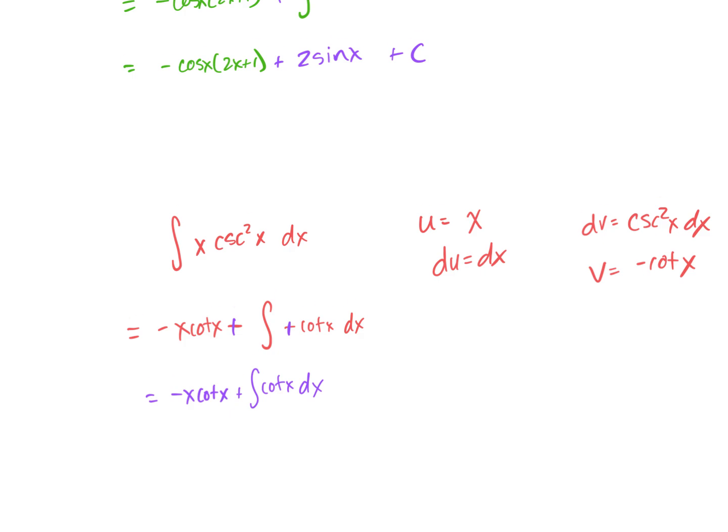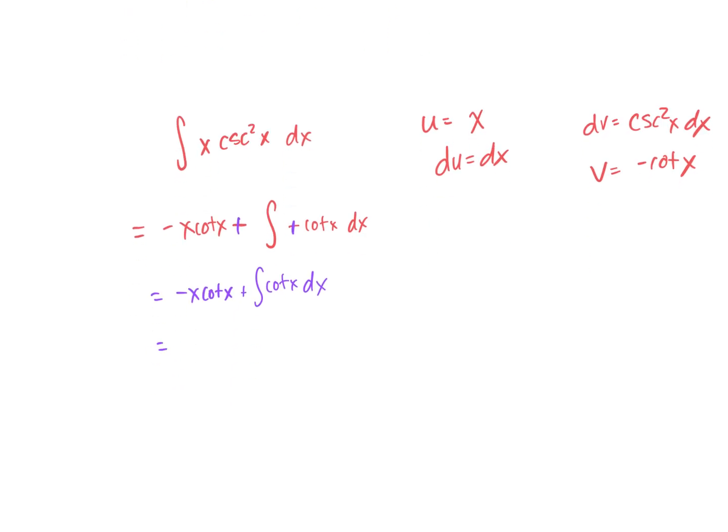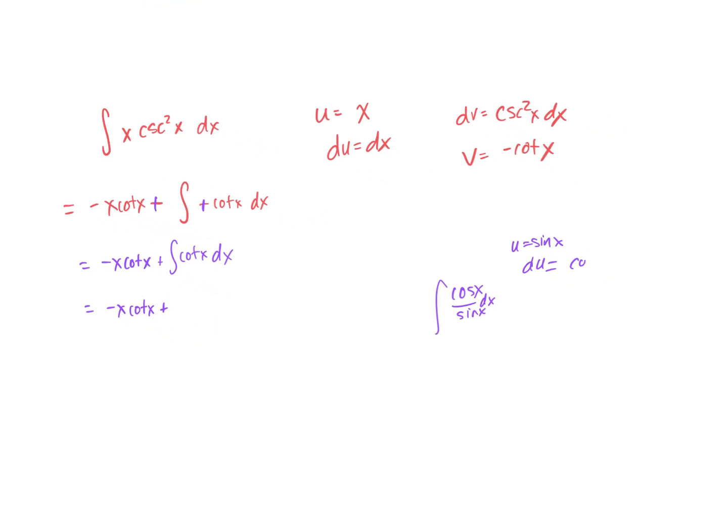Y'all, what is the integral of cotangent? We can't do a u sub here. If we need to, we could think of cotangent as cosine x over sine x, right? And from there, if I let u equal sine x, du would equal cosine x dx. Right, so this is the integral of 1 over u du, which is ln of u, which is ln of sine x.